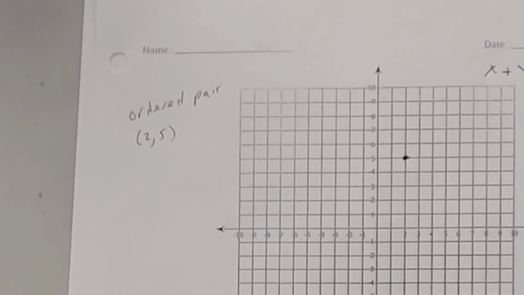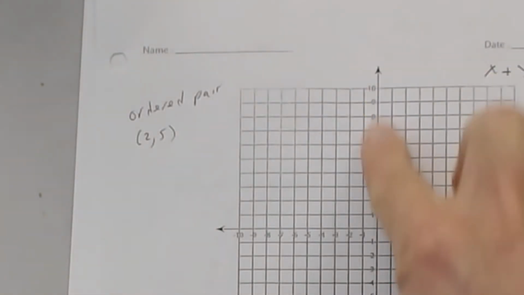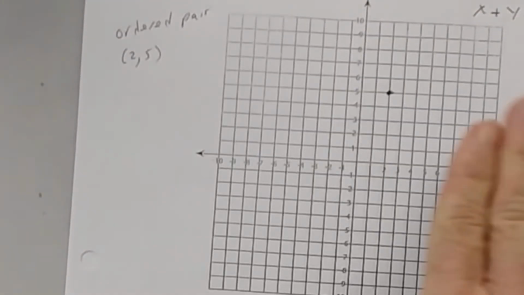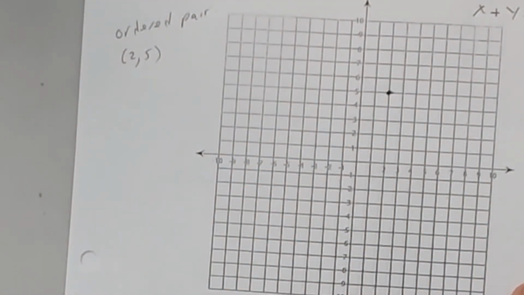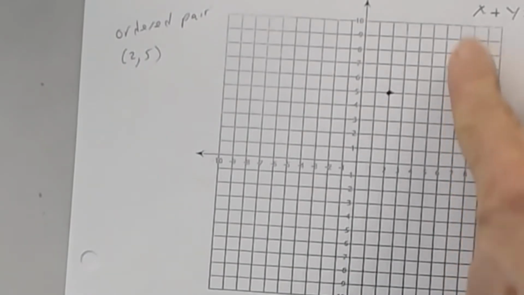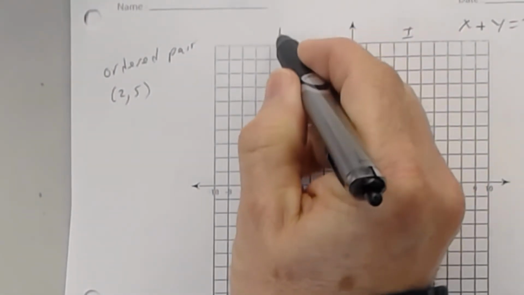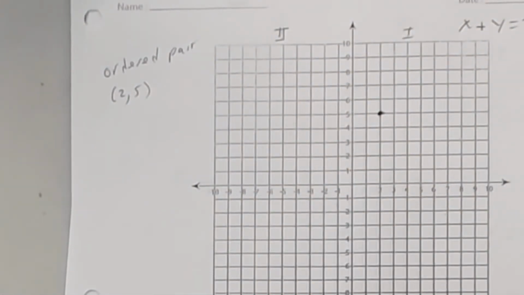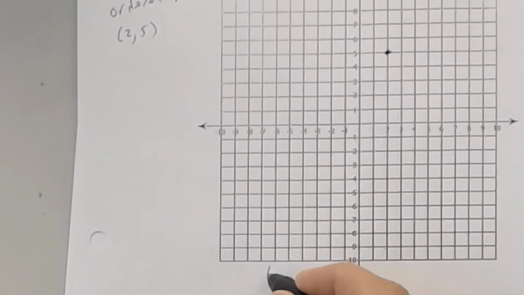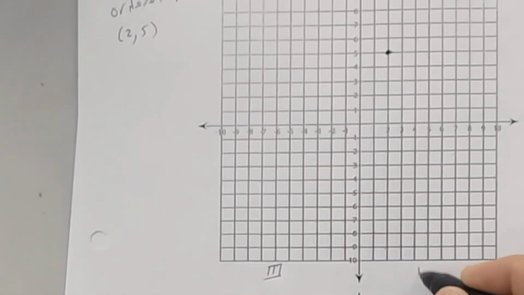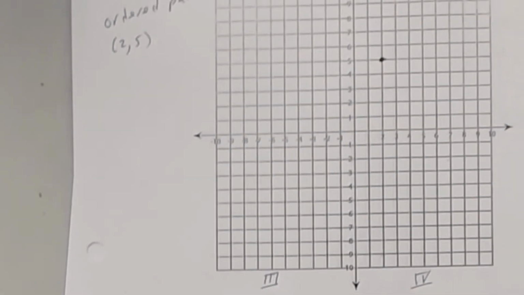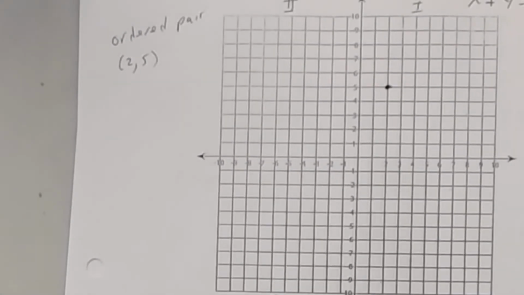Now remember your quadrants. You see how your x and y axis divides the plane into how many parts? 4. They're called quadrants. So this is quadrant 1. This is quadrant 2. You go counterclockwise. This is quadrant 3. And this is quadrant 4. This one right here. Okay? All right, let's go ahead and graph the other point.